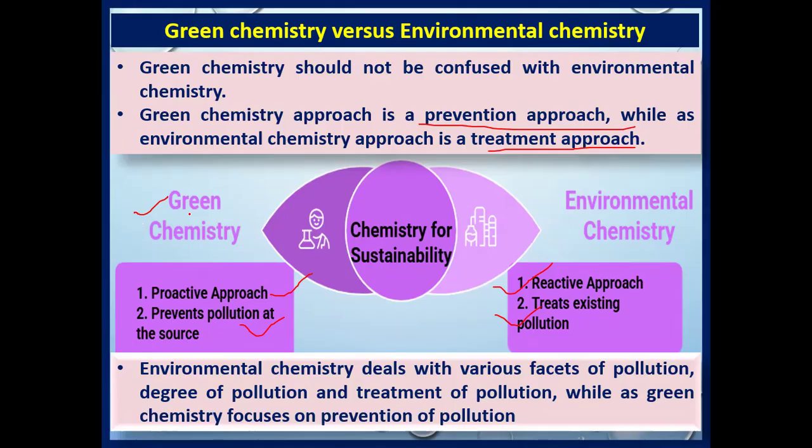So environmental chemistry deals with various facets of pollution, degree of pollution, treatment of pollution, etc. While green chemistry focuses on prevention of pollution at the source itself.